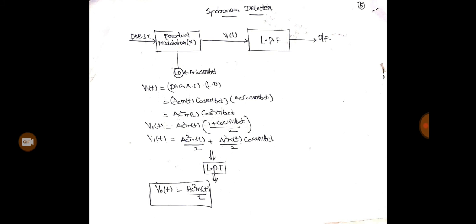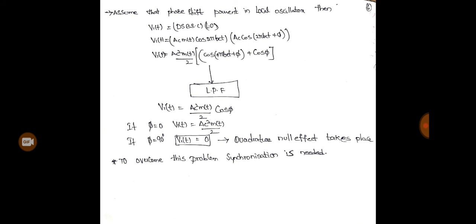And it has some limitations too, as I have already explained for the synchronous detector in AM modulation. Let us consider it too. Assume that there is a phase shift present in the local oscillator. Then V1 of t is equal to the product of the DSBSC signal, Ac m of t cos 2 pi fc t, into the local oscillator, where the phase shift present is phi. So we are considering Ac cos of (2 pi fc t plus phi).